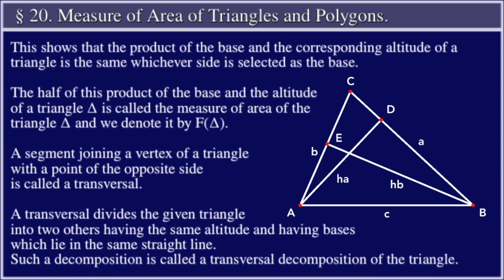The segment joining a vertex of a triangle with a point of the opposite side is called a transversal. A transversal divides the given triangle into two others, having the same altitude and having bases which lie in the same straight line. Such a decomposition is called a transversal decomposition of the triangle.